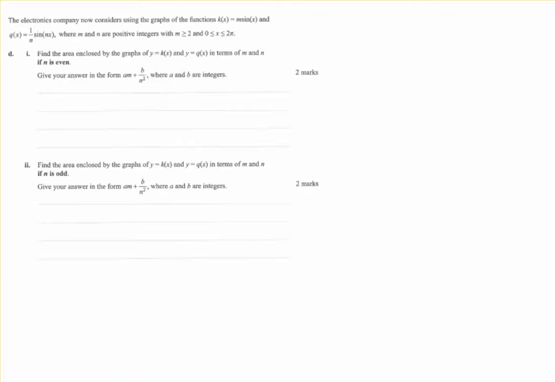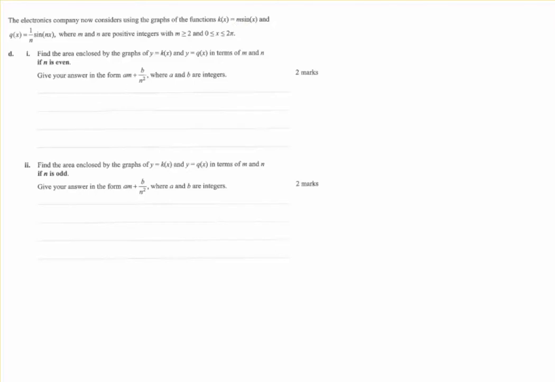This is part D of question 4, and this is quite a subtle question. There are quite a few nuances there and things you have to pick up and notice to get this question right. So you're given k of x, which is this graph of m times sine x.